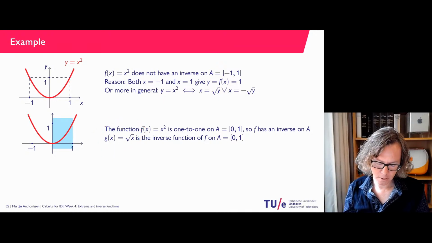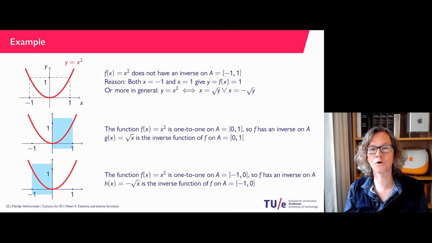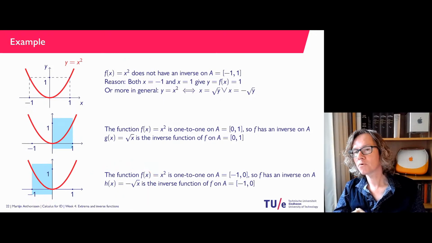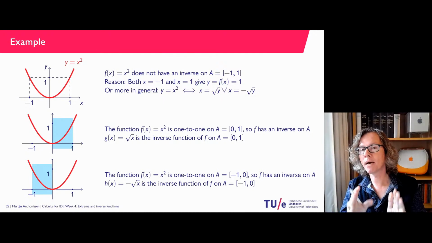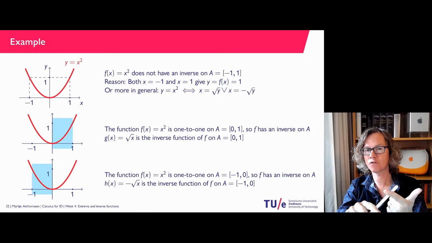Now, last, I could also have chosen a different domain. So I could also consider the function from minus 1 up to 0. And then you see that indeed it is 1 to 1 again, because if I draw horizontal lines, it only crosses the graph once. And now the inverse is minus square root of x. So apparently it depends on the domain that you consider a function on, whether it has an inverse and what the inverse function is. So for different parts of its domain, it may have different formulas for the inverse functions.